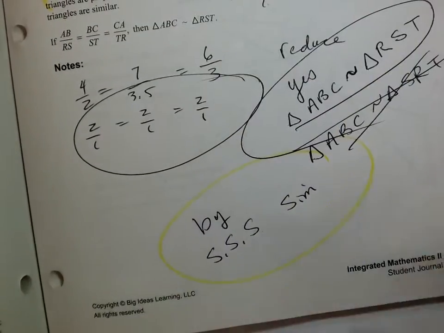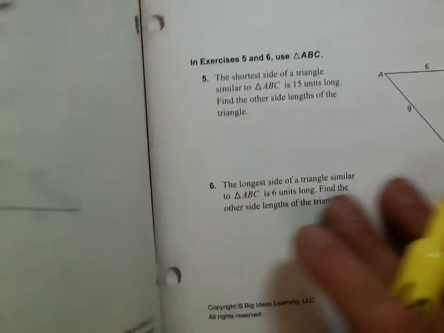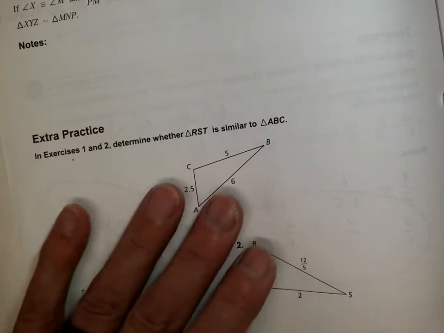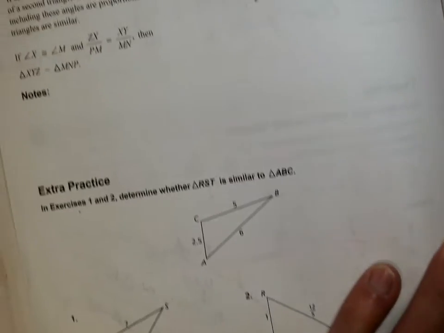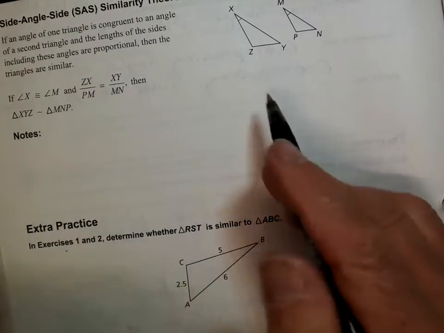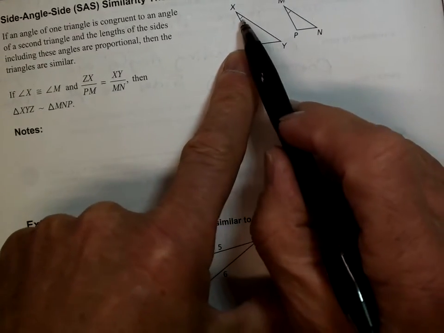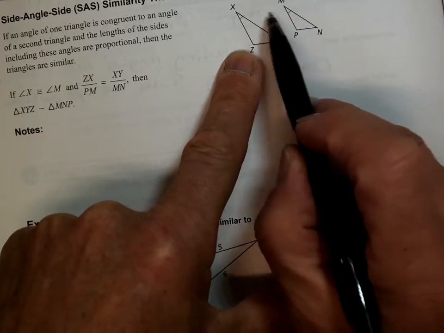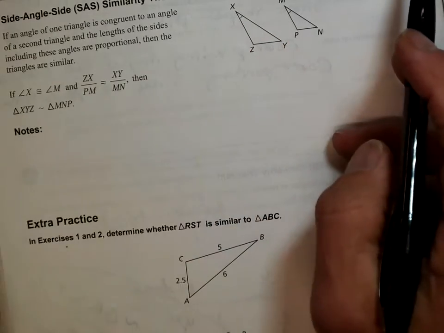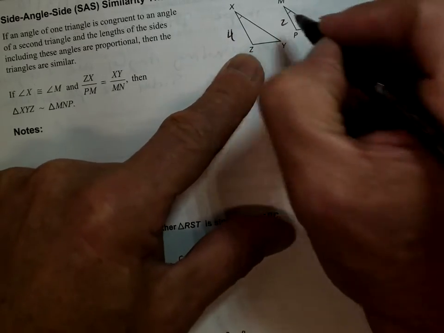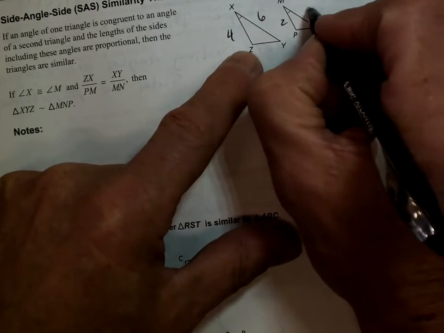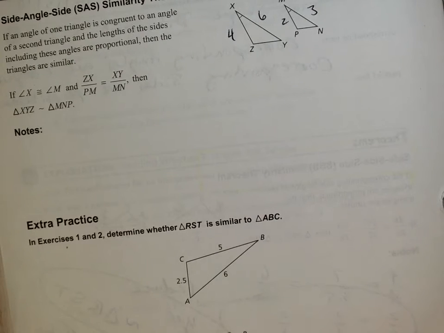Okay, so here we have side, angle, side, similarity. If I take a look at these two triangles, right off the bat they already told us that x is congruent to m because of the little dashes here. So now let me put in some other numbers. Let's say this side is 4, this side is 2, this side is 6, this side is 3. I'm just making the numbers up.